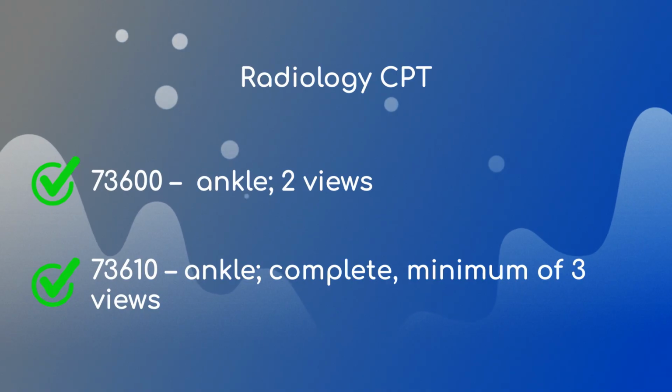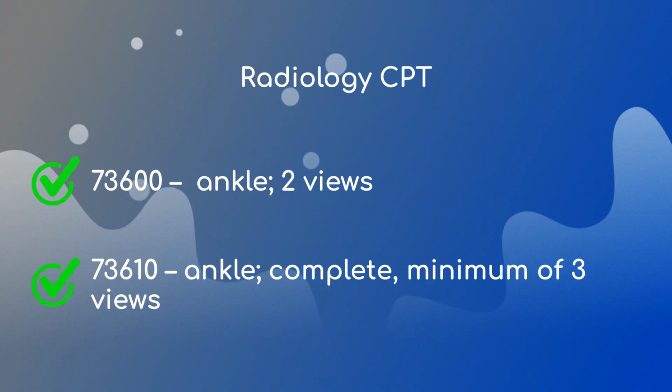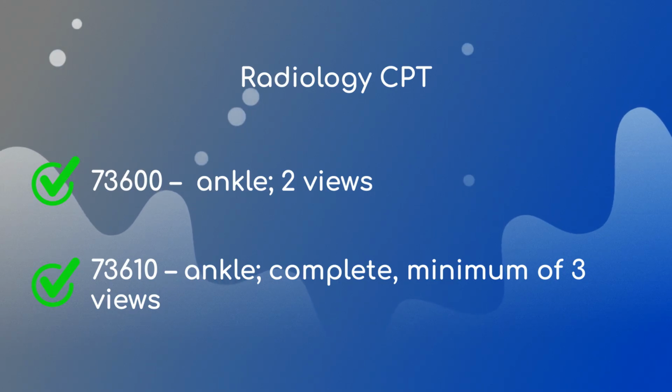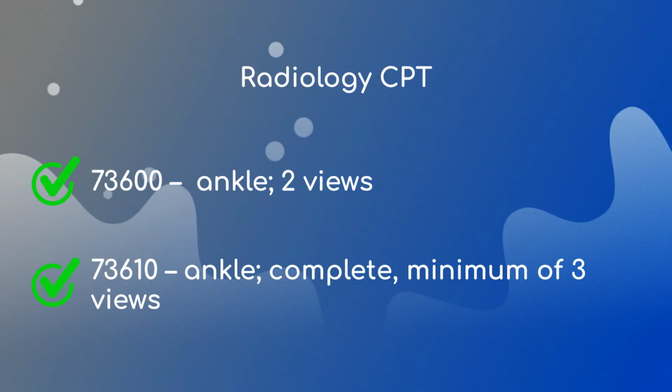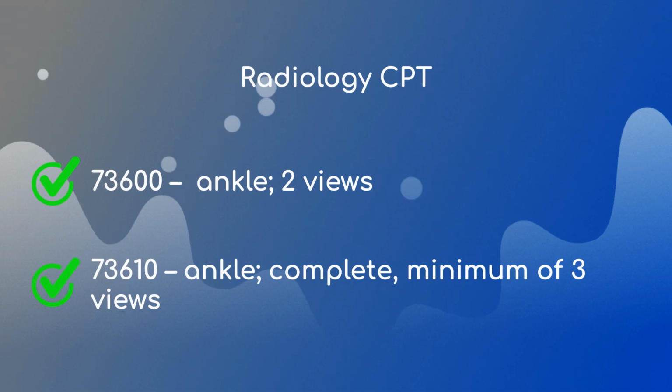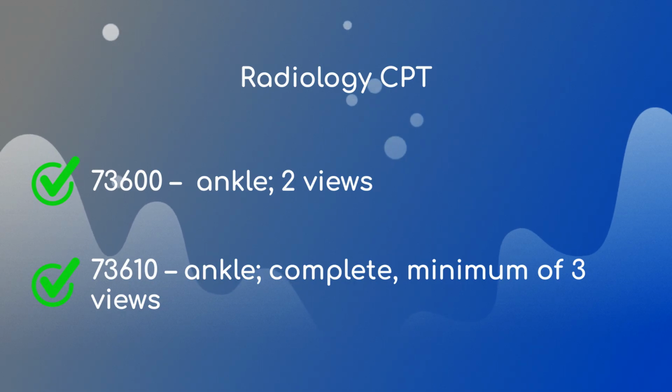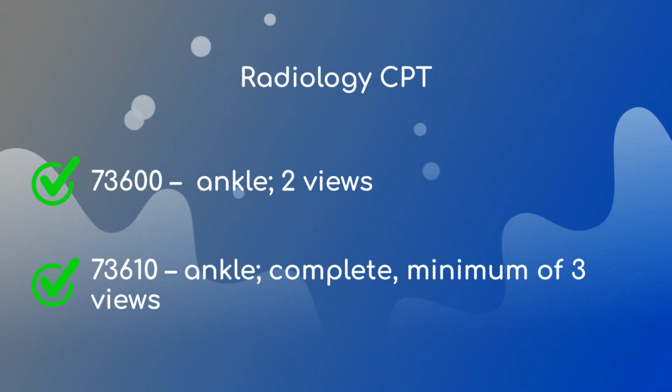73600, Radiologic Examination Ankle, 2 views. This code includes an AP and lateral image or any 2 ankle views. And 73610, Radiologic Examination of the Ankle, complete, minimum of 3 views. This includes a more complete study of the ankle joint with 3 or more views.